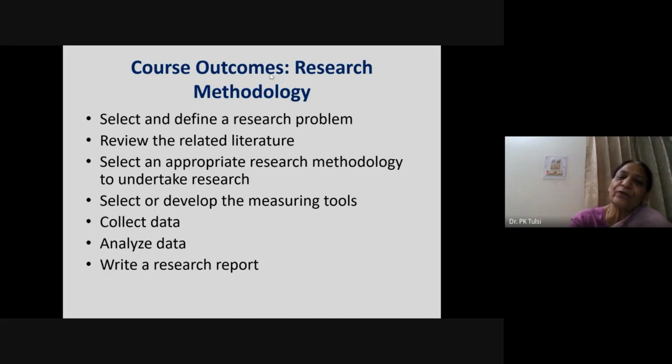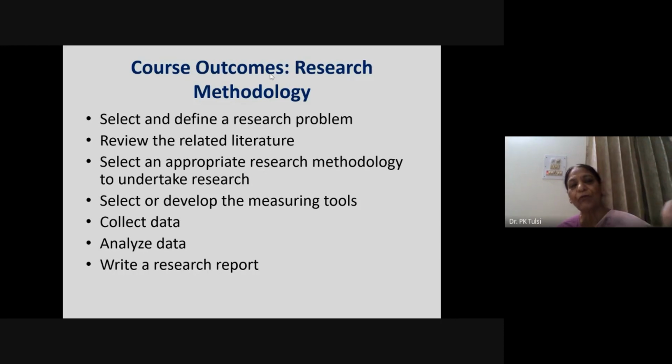So the process of research passes through different stages, and keeping those stages in mind, at each stage we ask what a learner will be able to do. The first thing in research methodology is to select and define a research problem. Then comes review, though it continues throughout the process of research, even for selection and definition of a research problem, one goes for review.